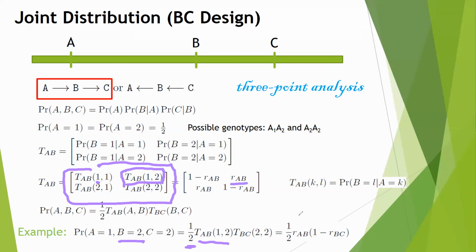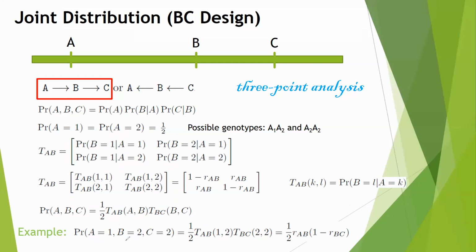That's the RAB, which means there's a crossover between A and B. Of course, if you see A equals 1 but B equals 2 genotype, then there must be a crossover occurring between them, right? Then this must take the value of this. Does that make sense? Yeah, okay.